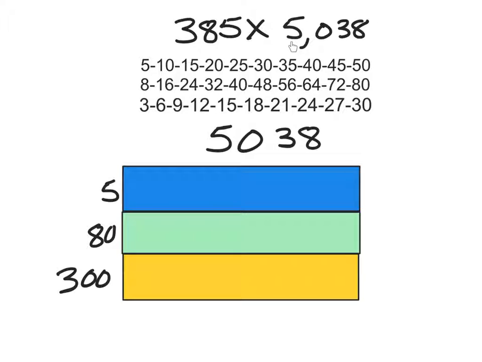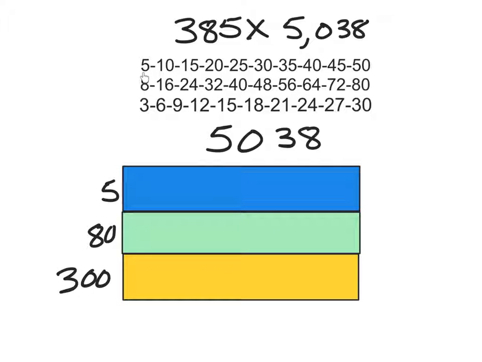385 times 5,038. Hey, the first thing I did was do my counting by the numbers for 3s, 8s, and 5s. It's perfect. Then I took the 5,038 and plugged it in right up on top of my 3 area boxes. I broke the 385 into 300 plus 80 plus 5. Let's rock and roll, my friends.